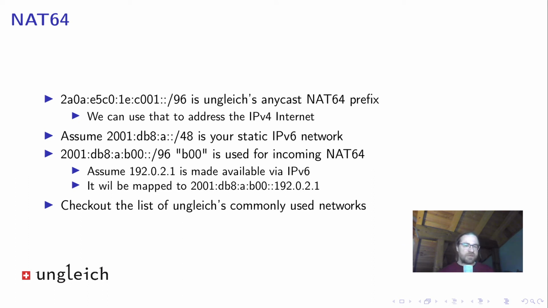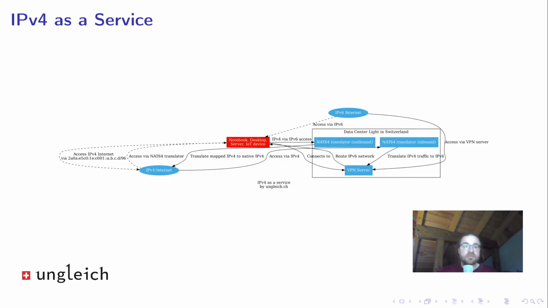So I'm not satisfied, because I think there's more to it, and I love visual representations. I have to excuse myself because the next graph is a bit tiny. It is a bit complicated, but it is a bit the reality, so I will try to explain it in detail. Here in the middle, we again have our end device, the one that we want to make reachable via IPv4. This end device begins by connecting to the VPN server here in the data center light in Switzerland. With this, it gets an IPv6 network routed.